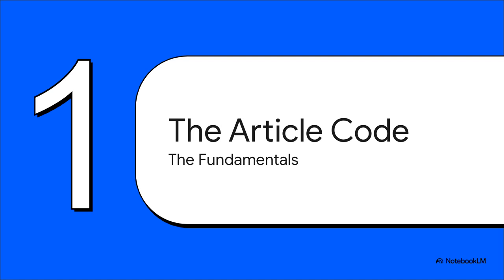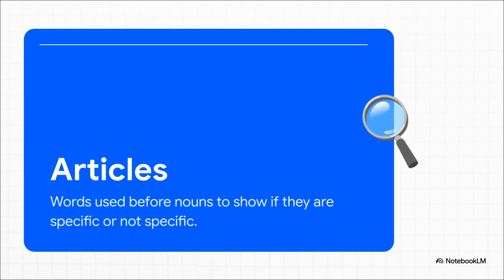First up, we need to understand the basics of what I like to call the article code. So what are articles anyway? Well, put simply, they're just little signposts. You pop them in front of a noun, and their one job is to tell the listener if we're talking about a specific thing or just a general one. That's it. It all comes down to specific or not specific.